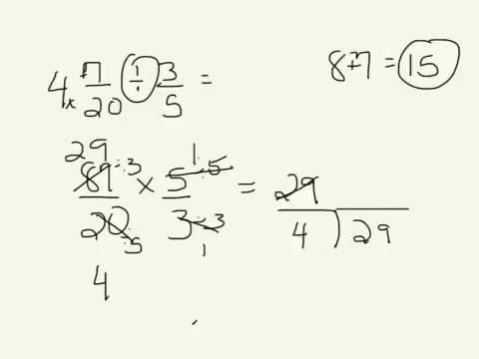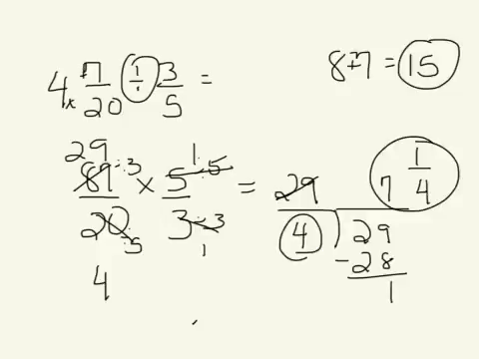How many 4s are in 29? There are 7. 7 times 4 is 28. The remainder of 1, and I can't leave it as a remainder of 1 because I'm working with fractions, so it has to be 7 and 1/4, and the 4 is your denominator. So the answer is 7 and 1/4.